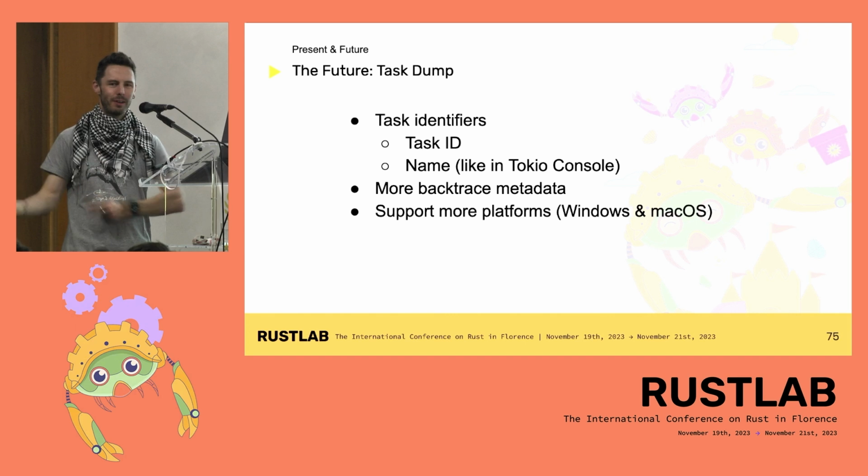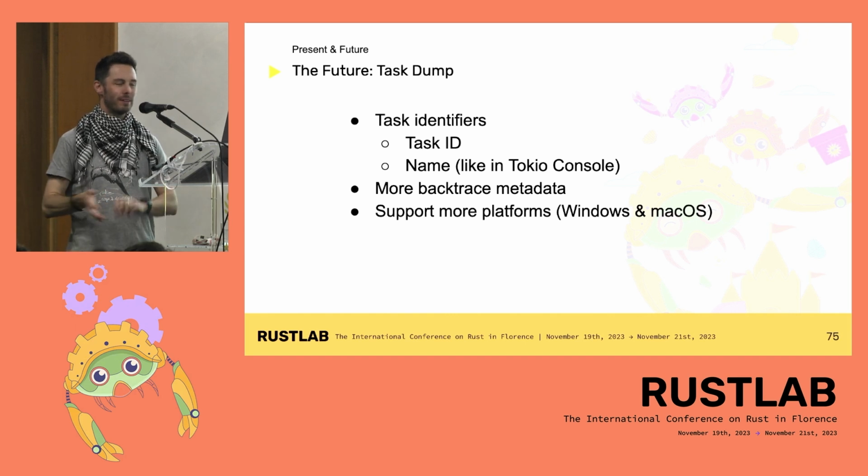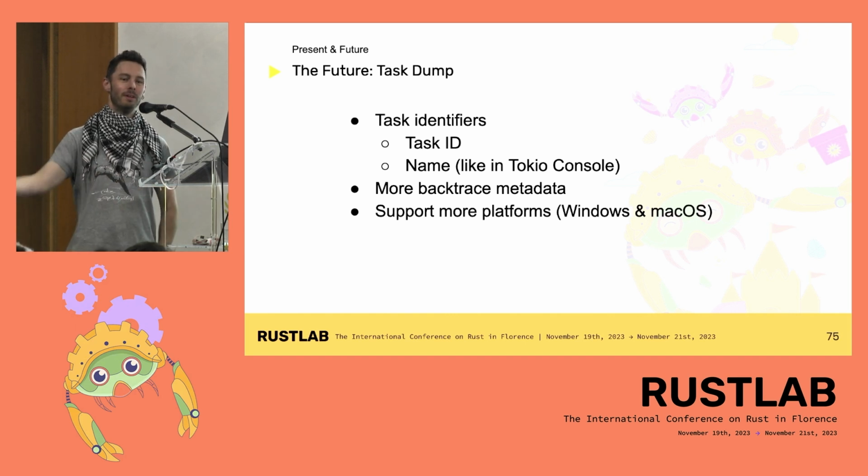And task dumps. So task identifiers is the first thing I'd like to see. Task ID, the name. So you see these in Tokio Console. It would allow you to run back and forth. More backtrace metadata and obviously support for more platforms.